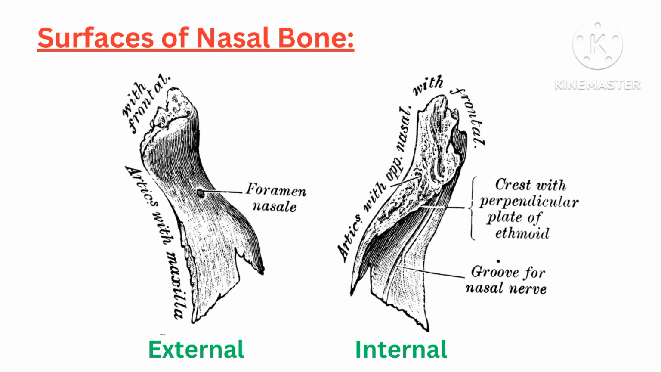External surface or anterior surface. Is convex and smooth. Provides attachment for the procerus and nasalis muscle, which helps in facial expressions like frowning. It forms the visible bridge of the nose. Internal surface or posterior surface. Is concave and rough. Contributes to the formation of the nasal cavity. It features a groove for the nasociliary nerve, a branch of the ophthalmic division of the trigeminal nerve.